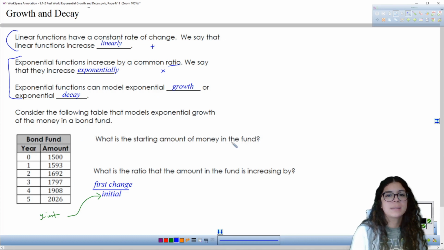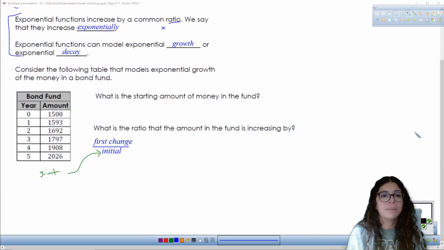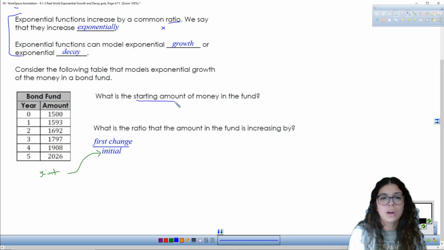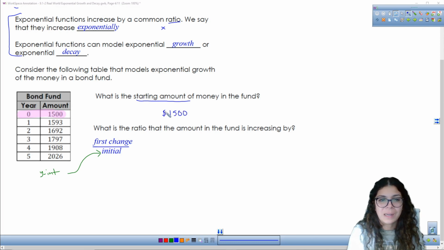So let's take a look at this table, which is modeling exponential growth of money in a bond fund. Now, I know that this is exponential growth because we could see the numbers going up, right? So if you're increasing, it's exponential growth. If the numbers were decreasing, it would be exponential decay. So here they're asking us, what is the starting amount of the money? Well, the starting amount is the initial amount. What did I have at year 0? At year 0, I had $1,500.